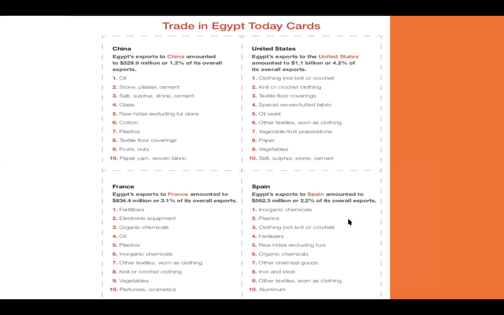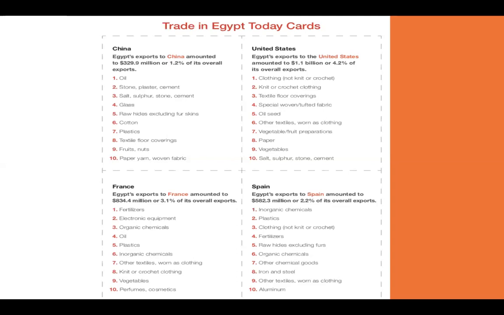So trade in Egypt today. Here we can see different places that Egypt trades with today. So Egypt exports to China oil, stone plaster, cement, salt, sulfur, stone, glass, cotton, plastics, fruits and nuts, paper, yarn, woven fabric. Wow.